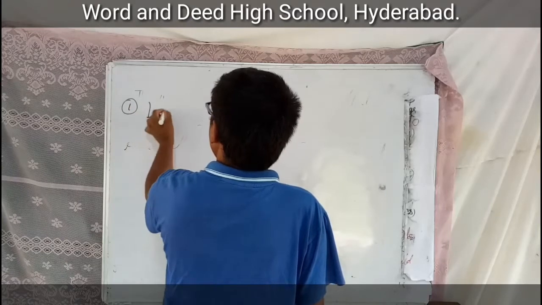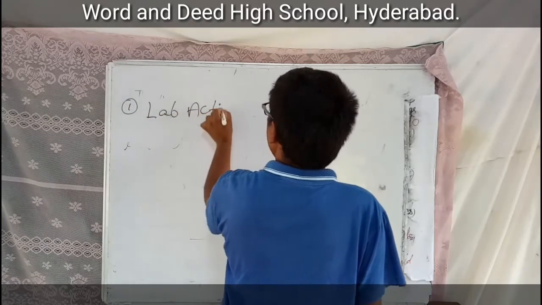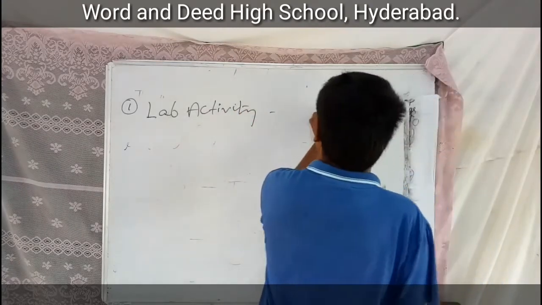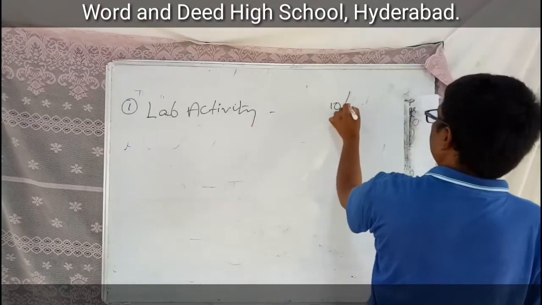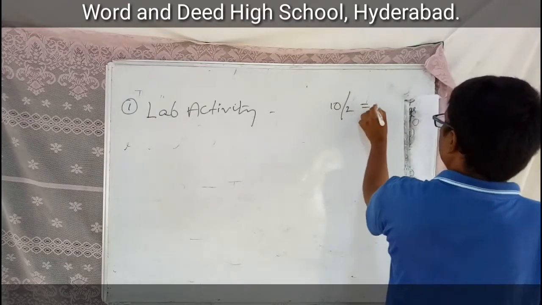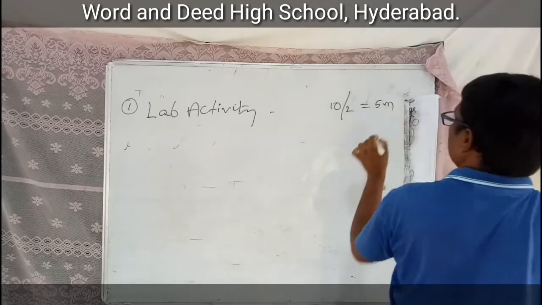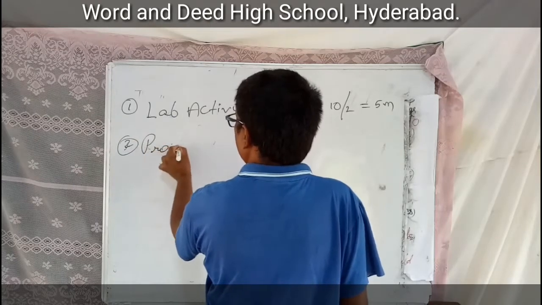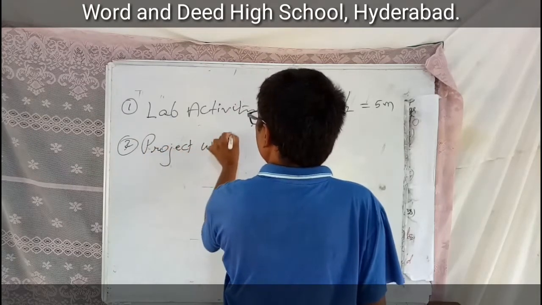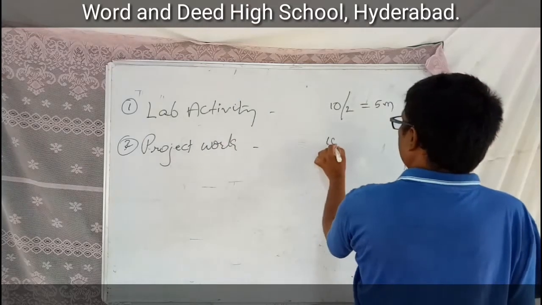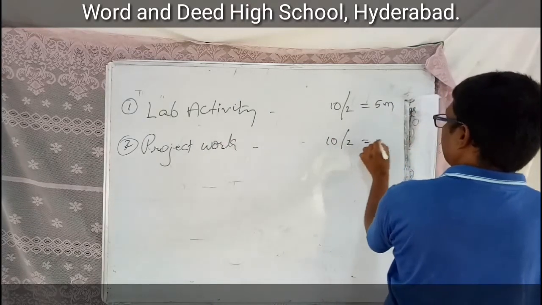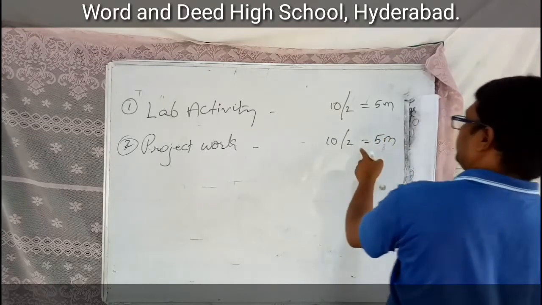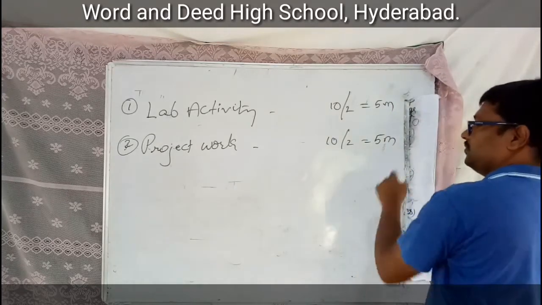First, lab activity for 10 marks, that will be divided by 2, then you will get 5 marks. And then second question, project work, that will also be the same as lab activity marks. 10 by 2 is equal to 5 marks.